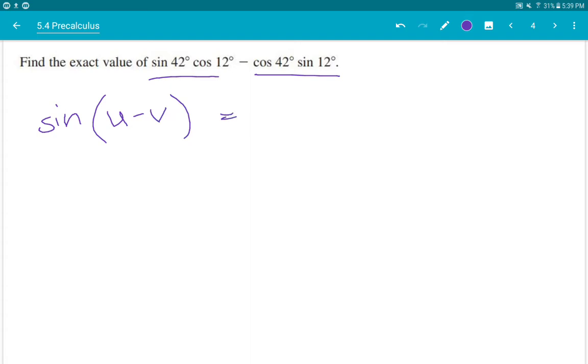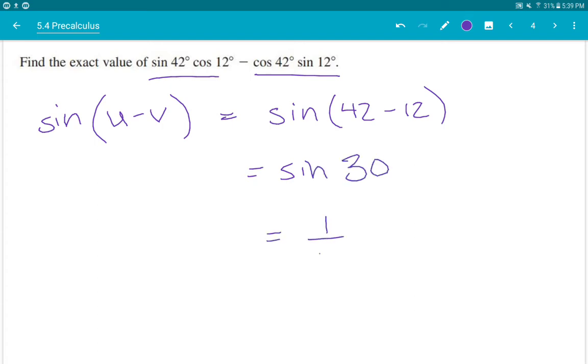So in this case, what is u? U is going to be 42. V is 12. 42 minus 12 gives me 30. The sine of 30 gives me 1/2. Okay, so the exact value of this expression is 1/2. So that's how we can kind of use it in reverse.